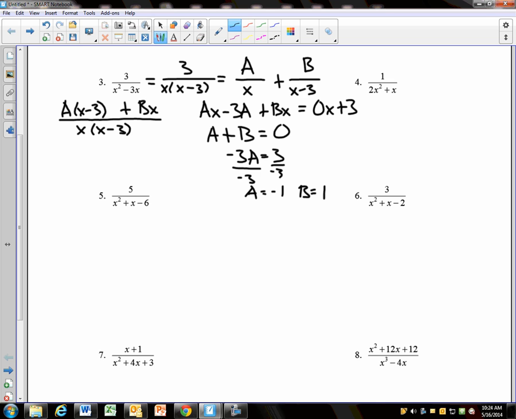So I'm doing my systems of equations here. Now I can put this negative 1 right there. Negative 1 over x plus 1 over x minus 3. Or if you want to write it, 1 over x minus 3 minus 1 over x. The deal is, can you take the antiderivative of those? Yeah, pretty easily. Can you take the antiderivative of that? Very, very difficult. So you can see the value when you're doing integration.